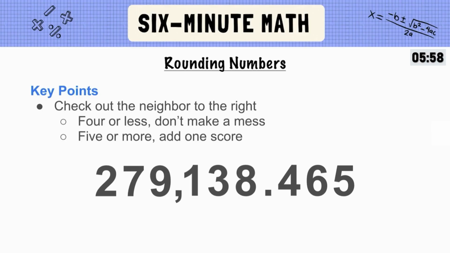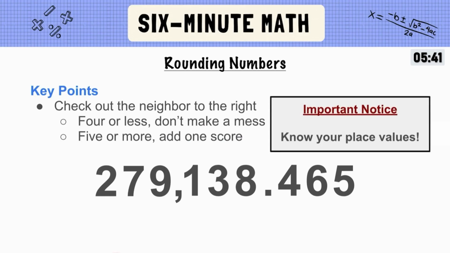Our key point when we are rounding numbers is that we are always going to check out the neighbor to the right. From there, we're going to follow this little mnemonic device. 4 or less, don't make a mess. Or 5 or more, add 1 score. An important notice here is that we need to know our place values. If you are struggling with your place values, please check out our video here at 6 Minute Math called Place Values to help you with that process.